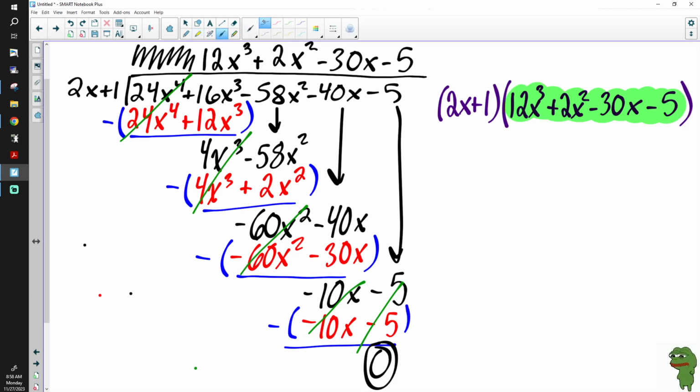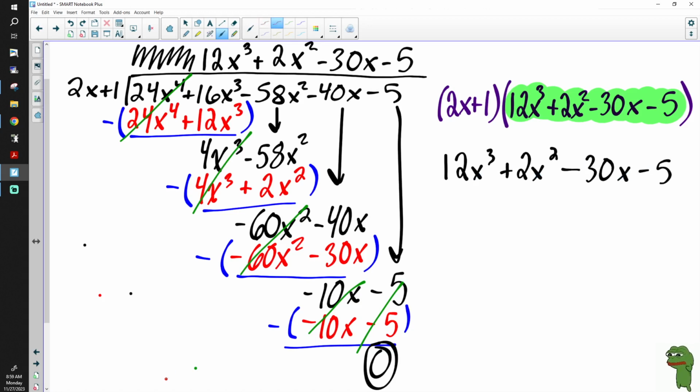So I have 12x to the third plus 2x squared minus 30x minus 5. And it's time to do my grouping. So we group together our first 2 terms and my second 2 terms, and I'm going to make sure I keep that minus on the inside. Now remember, we're taking out greatest common factors and trying to make what's left over exactly the same. If I can't get them exactly the same, then I can't factor this anymore as it is.